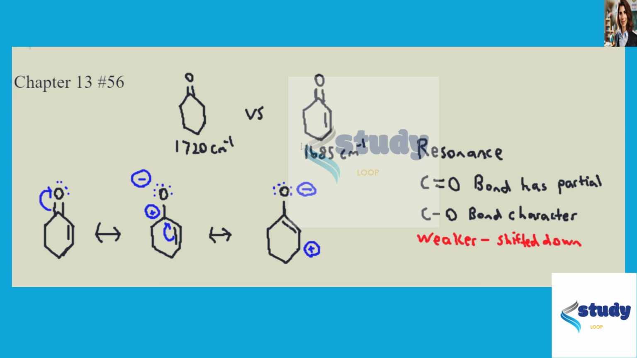And the answer to this problem is found by drawing the possible resonance structures for the alpha beta unsaturated ketone. And so I've drawn them down here. I've shown lone pairs of electrons and electron movement and charges in blue so that they're easy to see.